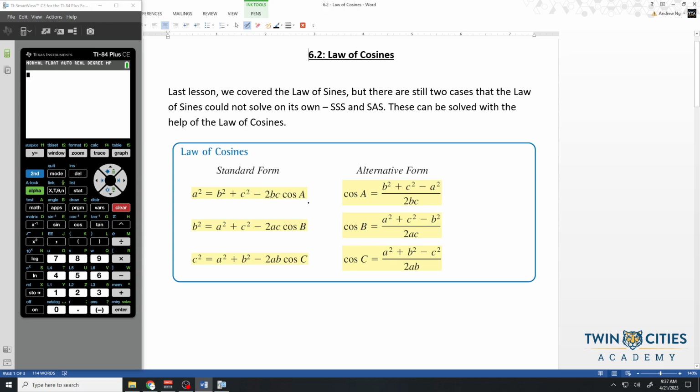Now, the standard form is used when you're looking for a missing side length and you have all of this other information. You've got B and you've got C, these two side lengths, and you've got the angle A, but you don't have the side length of A. The alternative form is used when you're looking for an angle measure. So you don't know angle A, but you do have all three sides, B, C, and A. So we're going to look at a couple of examples.